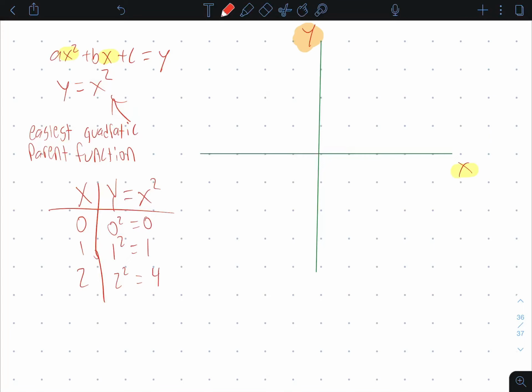So then our coordinates are 0, 0, 1, 1, 2, 4. So we're going to put those points: 0, 0, 1, 1, and 2, 4.